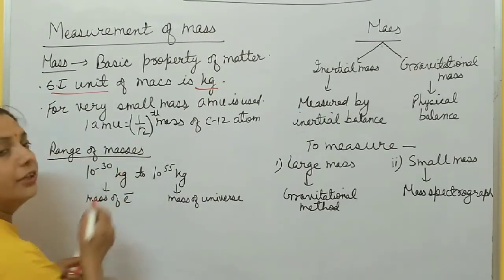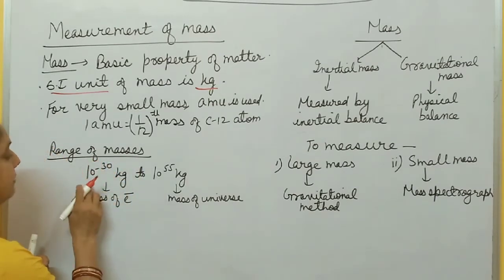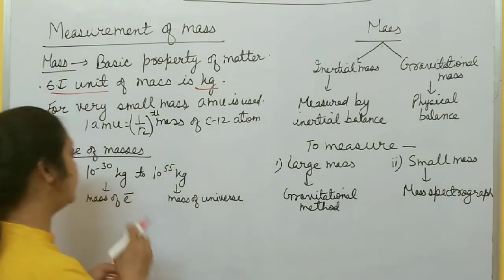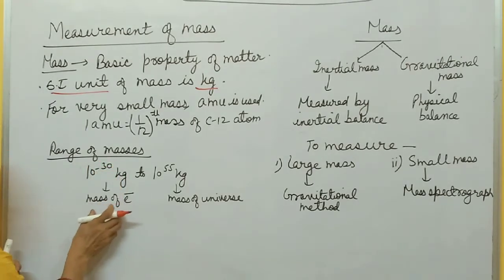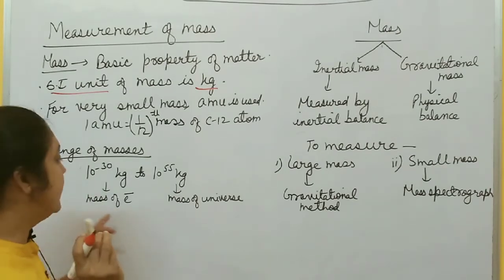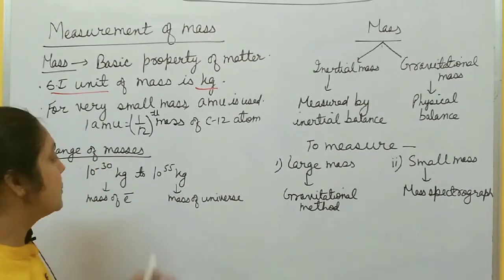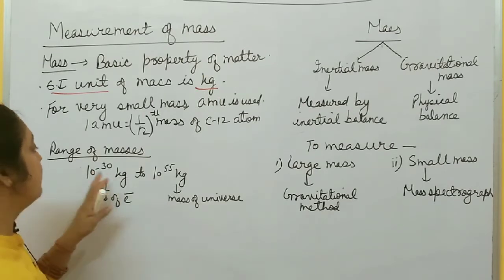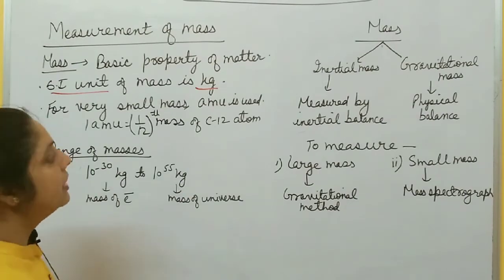Now, what is the range of masses? Mass can be measured between this range. The minimum value is 10 to the minus 30 kg and the maximum is 10 to the power 55 kg. 10 to the minus 30 kg is the mass of an electron. Up to this mass, you can easily measure. And 10 to the 55 kg is the mass of the universe. You can also measure the mass of the universe. Between these masses, you can easily measure the range of masses.